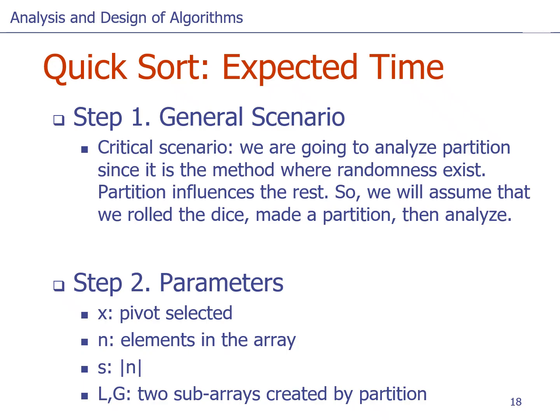So in terms of parameters I could use in this context, first of all, x, the pivot selected, the pivot itself, I'm going to call it x, n, the number of elements in the array, and s being the size of the array. So the parameters to build a model to start the analysis are the pivot, the array, and the array size, as well as L and G, the left subarray, left of the pivot I mean, and G, the right subarray of the pivot. L and G refer to less than the pivot and greater than the pivot.